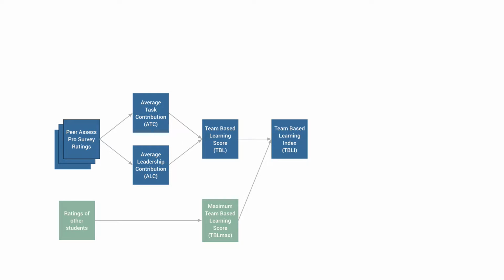In this video, we show how the Team-Based Learning Score, TBL, is calculated in detail from the average task contribution and the average learning contribution, which in turn are calculated from the individual PeerAssess Pro survey ratings. Finally, we show the calculation for the Team-Based Learning Index, which is used as the basis for calculating various personal results.